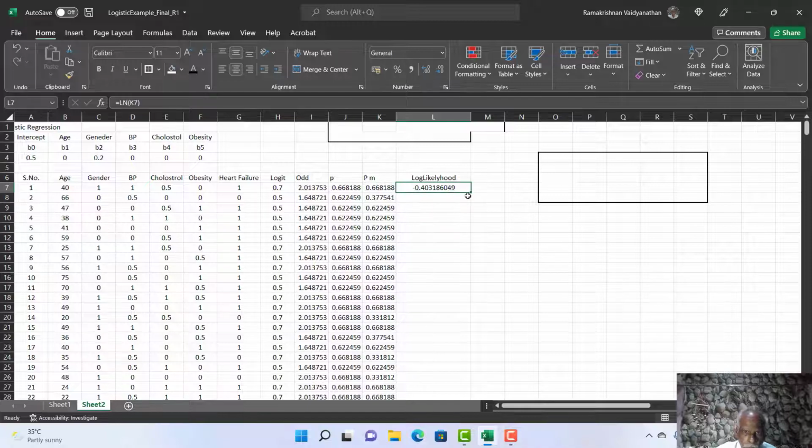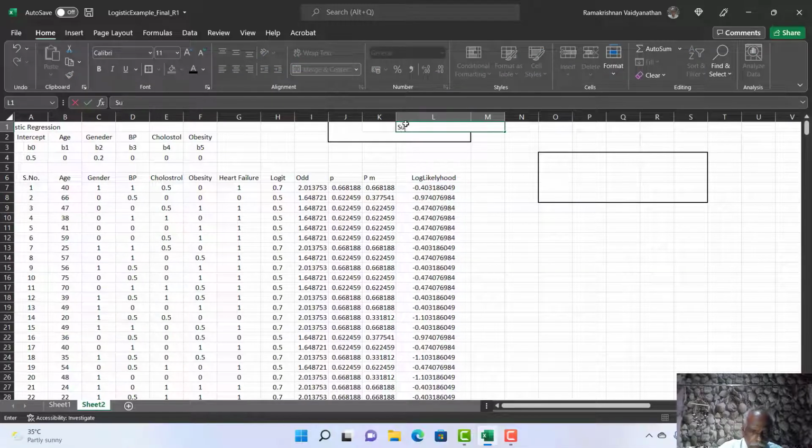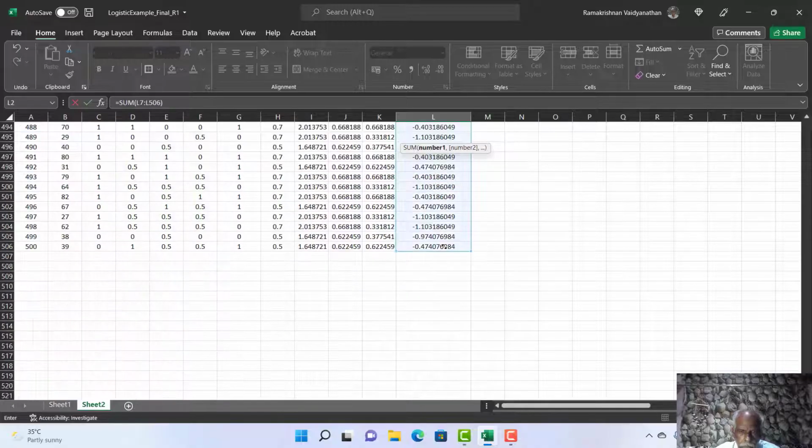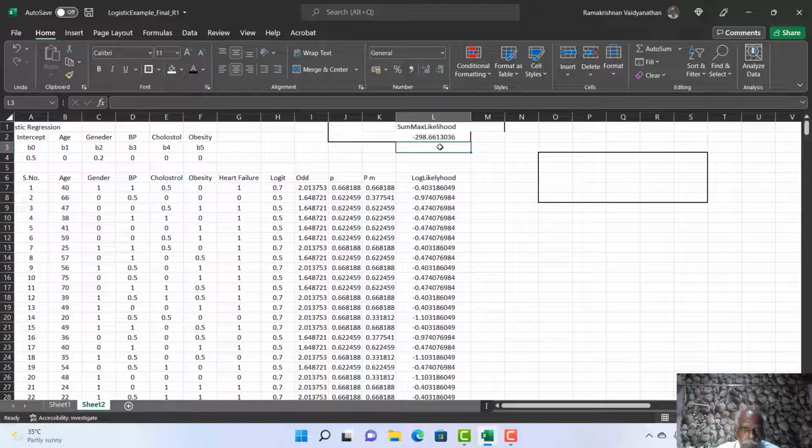So minus value. I will double click. I will get it for all the values. Now here I will put summation, right? So here I will put sum of maximum likelihood. That is equal to, I will make it auto sum. Here I will take the range and enter. So you can see this value here, minus 298.